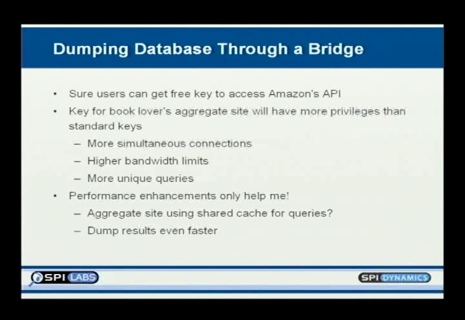Any performance enhancements that billiesbooks.com does only ends up helping me. Let's say the aggregate site, Billy's Books, has some type of cache. Well, if it's caching these queries, every time I ask it for an author, if that author's in the cache, that's one less query it's got to make to Amazon. And it comes back to me twice as quickly. So any performance increases only mean I get more authors and I get them faster.